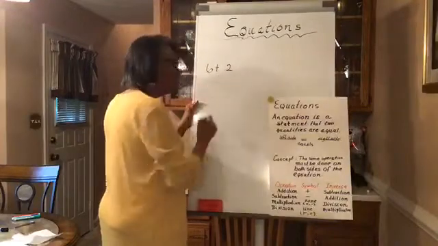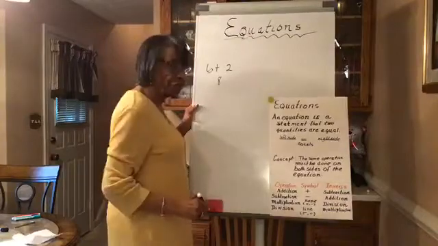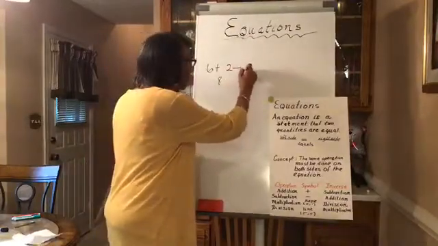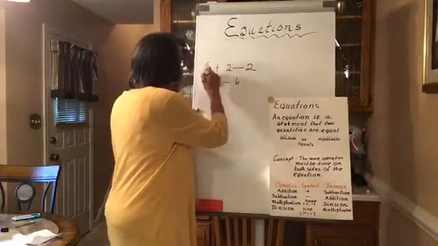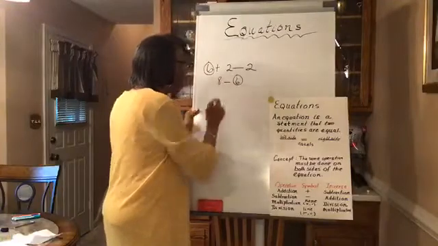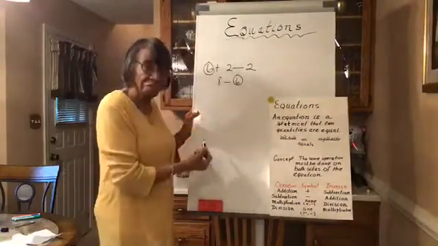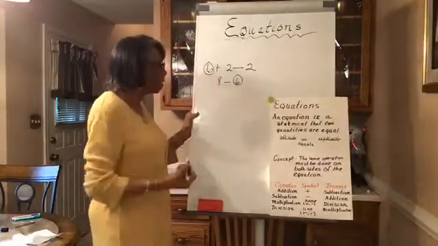Okay, 6 plus 2 is 8. Okay, suppose I subtract 2. 8 minus 2 is 6. So I got the same thing. So what did I do? I added 2 and subtracted 2. And I got the same thing.